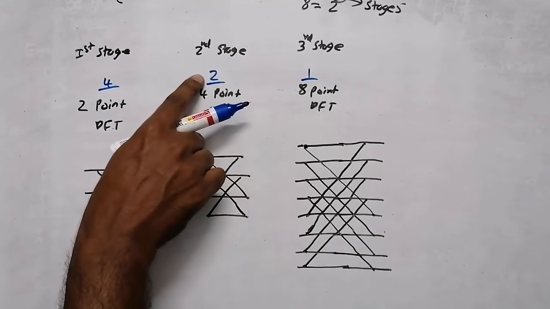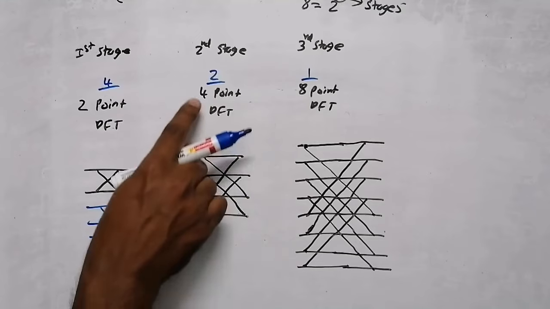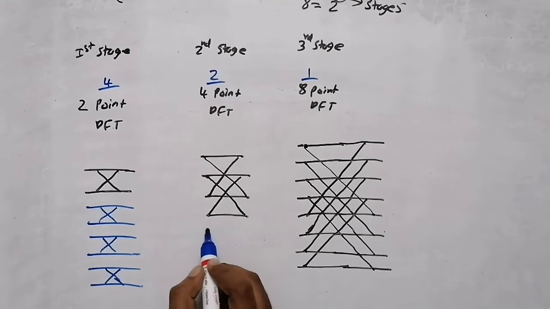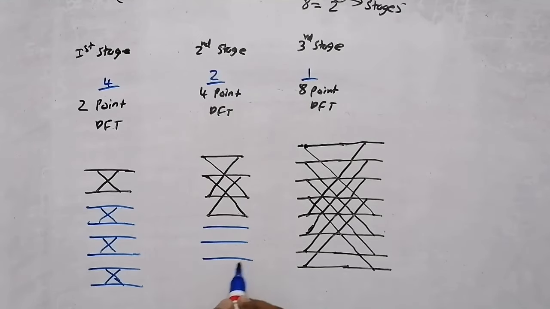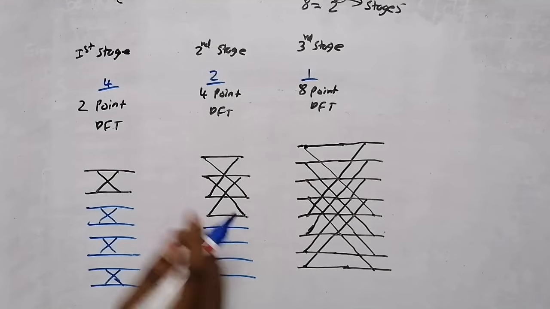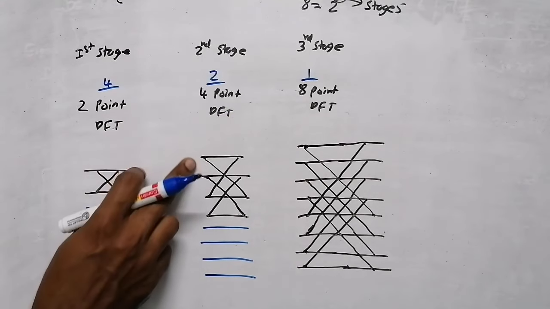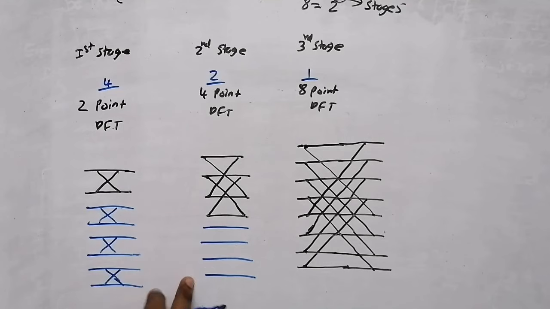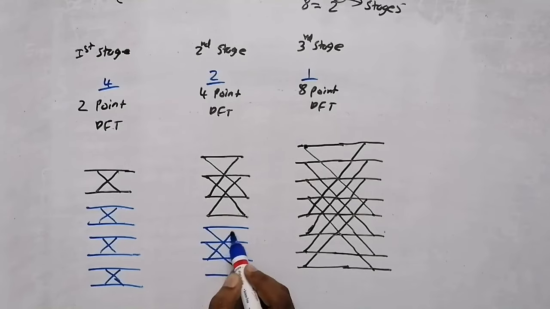4-point DFT, we need to draw two of them. So 4-point DFT means there will be four lines. 1, 2, 3 and 4. Four lines are there. Like that, we need to draw two. So this is one pair and this is the other pair. Then we need to join after one line. We need to join after one line, join, and here also after one line, join, after one line, join.